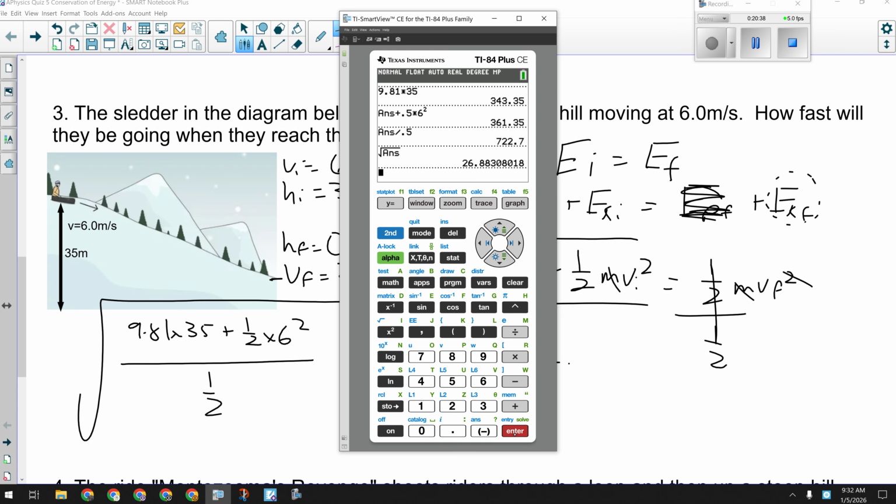Okay, so it looks like when he gets to the bottom, he better be wearing a helmet because that's fast. If he has to bail out, he's going to roll a ways and he might get injured because 26.88 meters per second is 96 kilometers an hour, almost 97 kilometers an hour. So like bobsled kind of territory. He's doing the Cool Runnings thing.